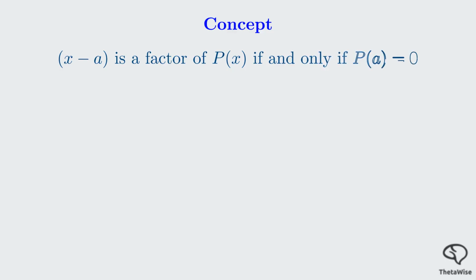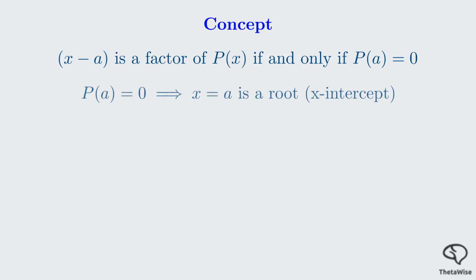Let's start with the concept of the factor theorem. The factor theorem states that for a polynomial p of x, a linear expression x minus a is a factor of p of x if and only if p of a equals 0. If p of a equals 0, then x equals a is a root or zero of the polynomial. Graphically, this corresponds to the x-intercepts of the function y equals p of x.